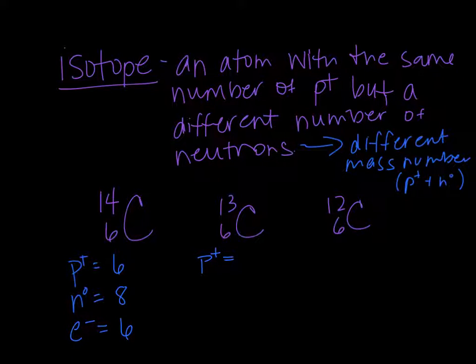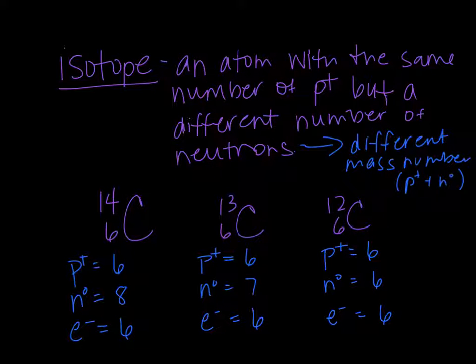All right, the number of protons for this one is 6 because it's still carbon, but the mass has changed, and so the number of neutrons changes to 7 because 6 plus 7 gives us 13, the mass number. And then the number of electrons is going to be 6. And then the last one, the number of protons, well, it has 6. Number of neutrons, it's also got 6. And the number of electrons is 6. And so our protons plus our neutrons gives us our mass number back. All right, so those are isotopes.